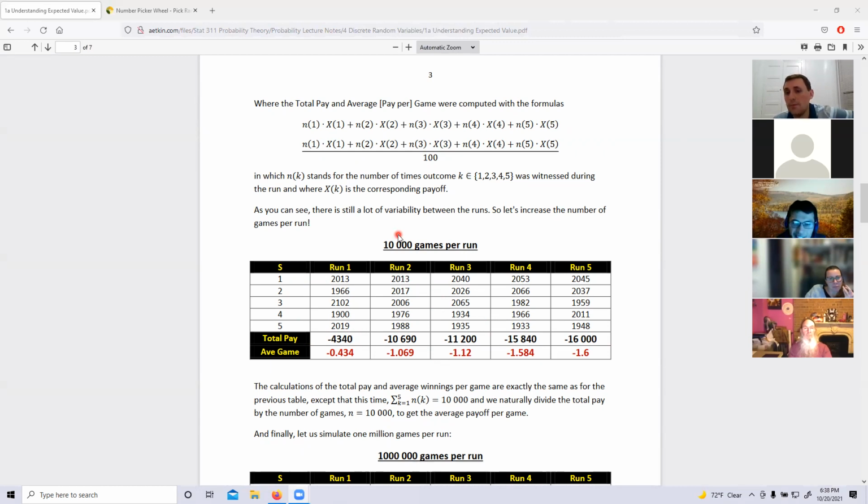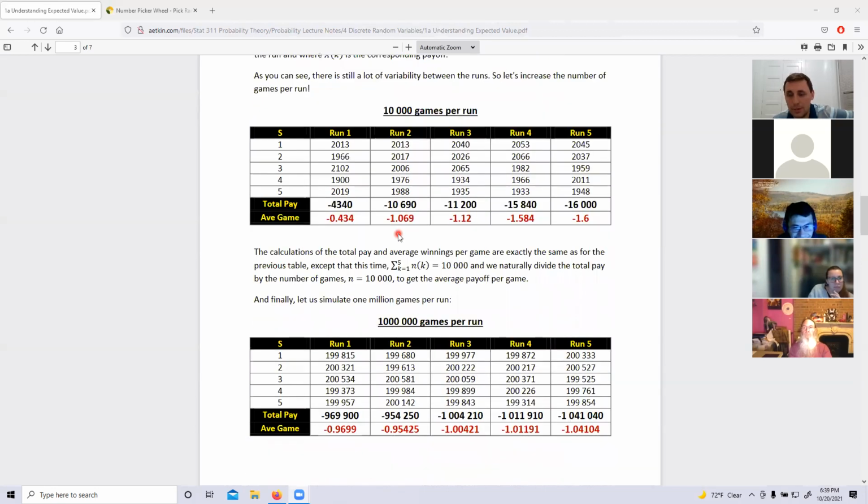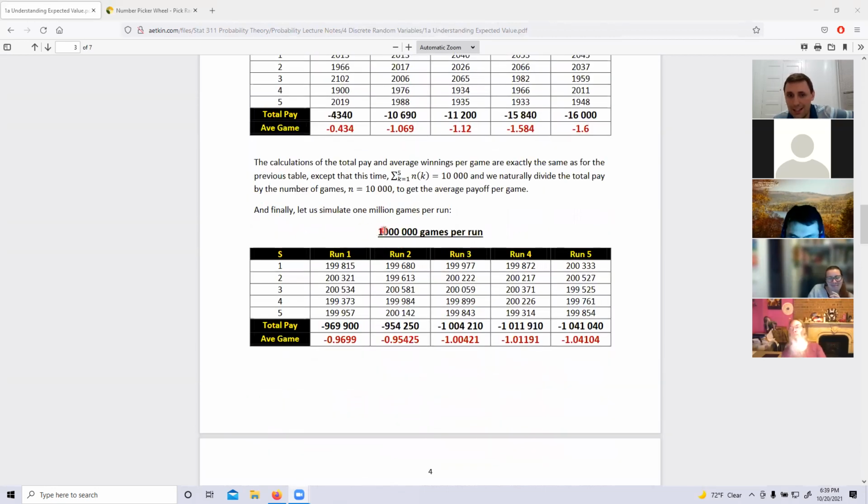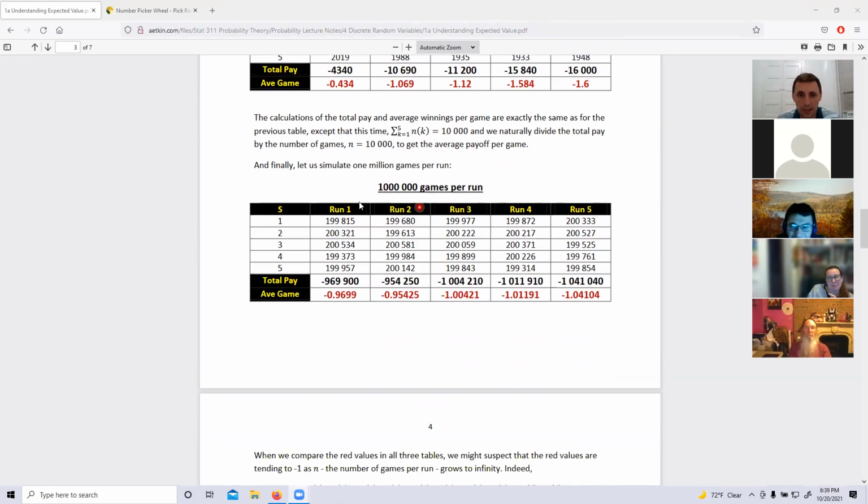Okay, let's see what happens if we play 1 million games each. You see, guys, I didn't sleep at all, right? I played afterwards at night, 5 times a million games, 5 million games. So what you have this time, look at the losses, right? They are all essentially close to $1 million, almost $1 million. And this is how much is lost per game, you see?